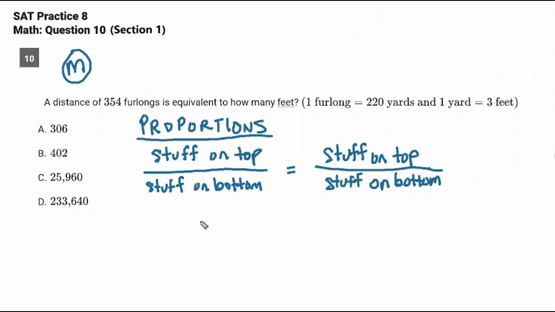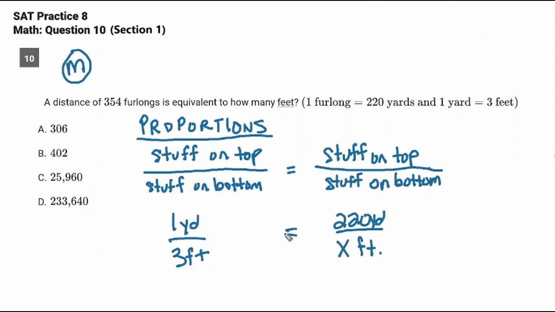So what's the proportion? Start small. Start with small units. Don't start big. 1 yard to 3 feet. There's your proportion. Stuff on top is yards. Stuff on bottom is feet. So on the right side, you're going to have a fraction. What goes on top? Yards. 220 yards. What goes on bottom? Feet. Don't know how many feet.